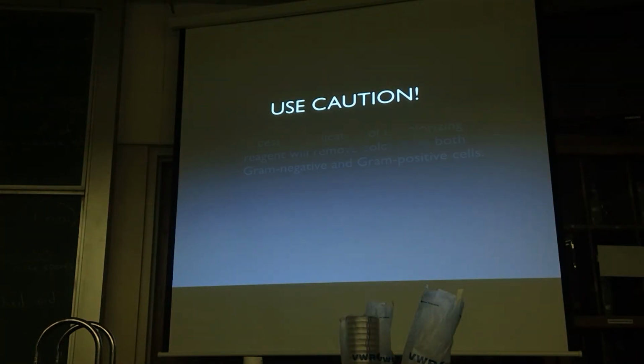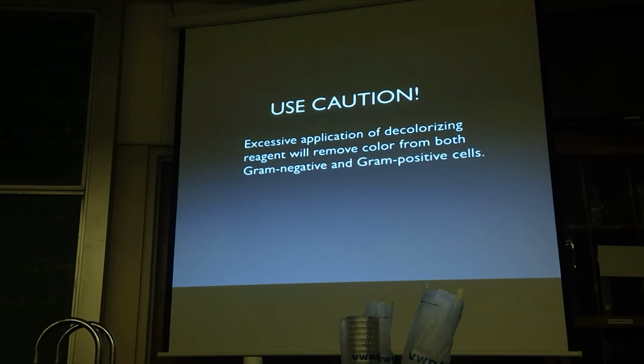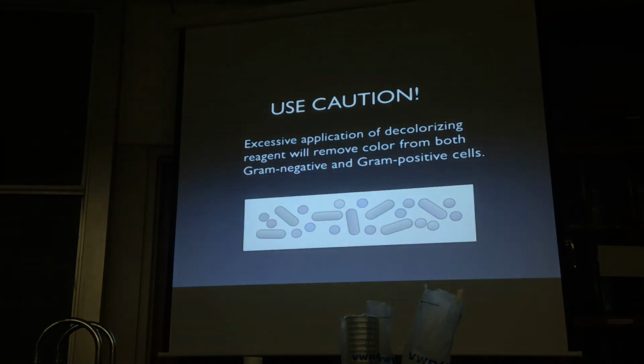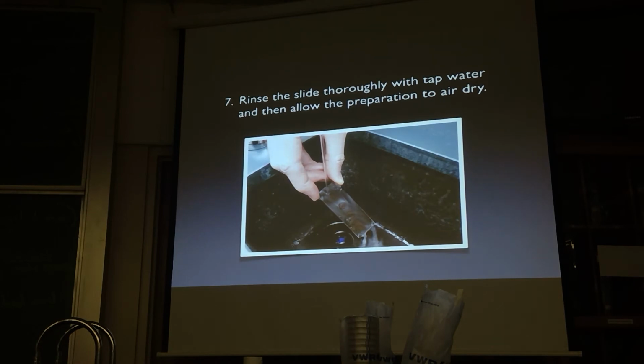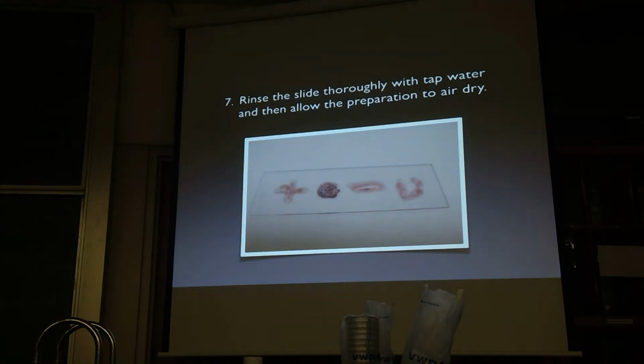Use caution. Don't decolorize too much, because if you do, you'll take the color out of everything. You can over decolorize and then your gram-positive bacteria won't be purple. And we want them to be purple. You don't want to see everything clear. So then you put on the counterstain, safranin. Again, 60 seconds, just cover the entire slide. And you rinse off that. You're ready to air dry the preparation, and then you can observe it.